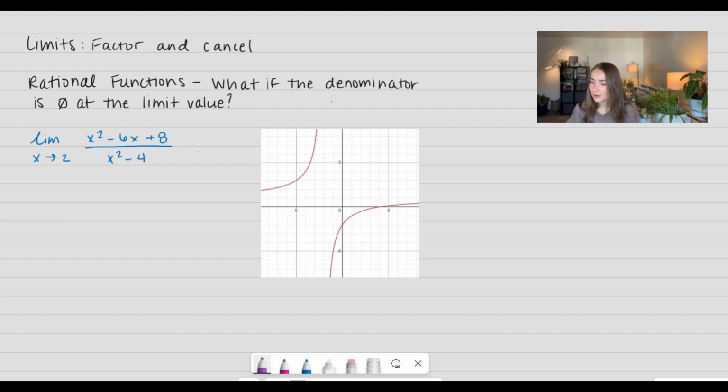So let's go ahead and dive into it. Here we have rational functions. This was talked about in my previous video if you'd like to look at it. But what happens if the denominator is equal to 0 at the limit value?